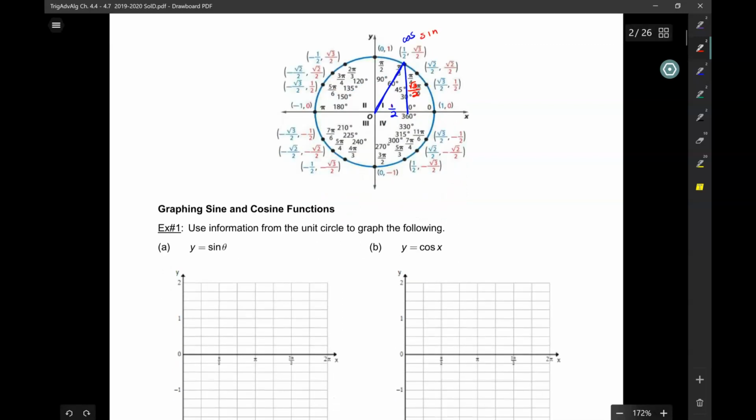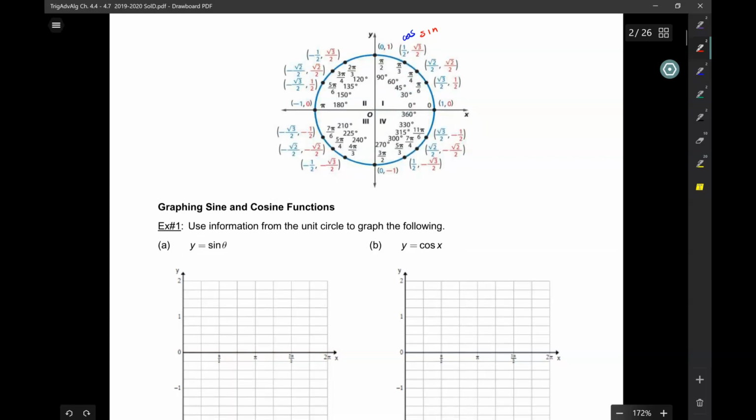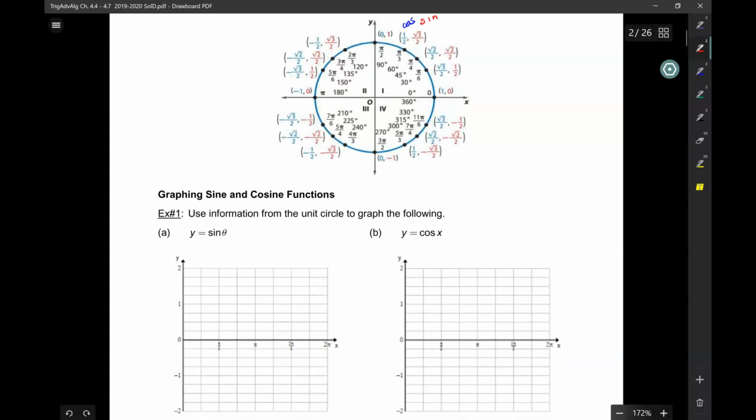Now what we're going to do is graph sine of theta. Here on the bottom, I have the x-axis and the y-axis. On the x-axis, I have my angles: 0, pi over 2, pi, 3 pi over 2, and 2 pi. They're the same angles as on the unit circle. We're going to go to each angle, and on the y-axis, we're going to plot the sine values. What do I mean by that? The sine, that's our red ones.